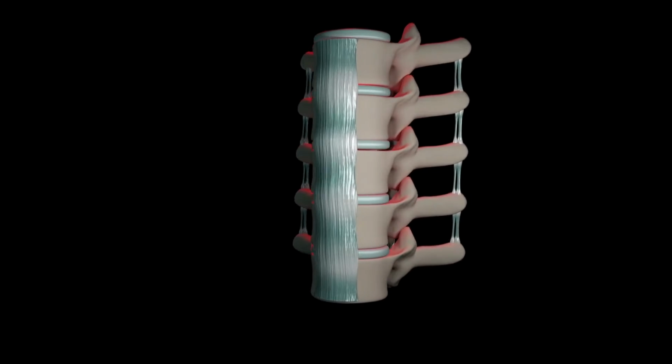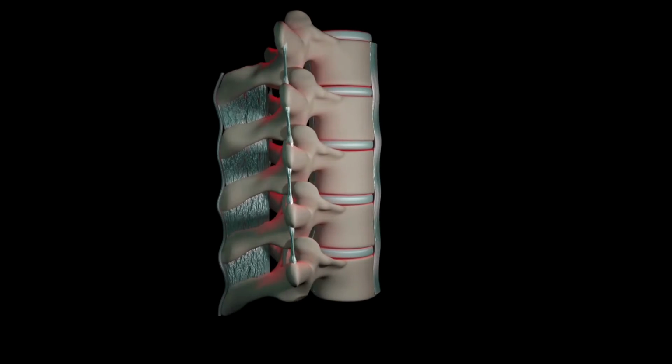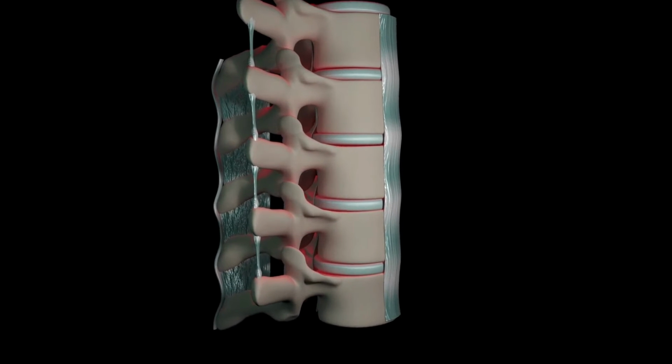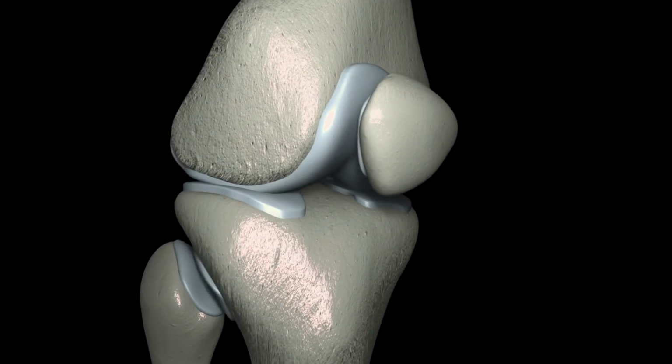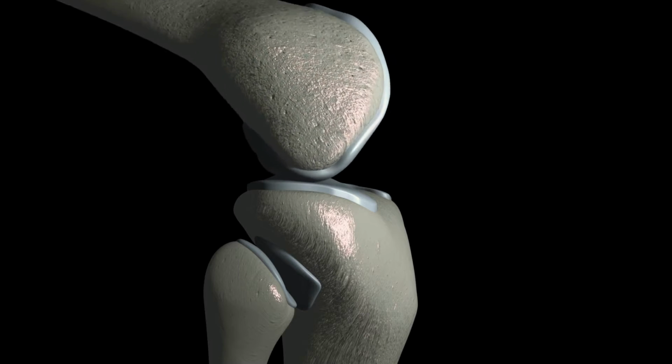What is a facet joint? Facet joints are joints that connect two vertebrae through their processes. Now that you have an idea about what makes joints, let's discuss the most common joint diseases.